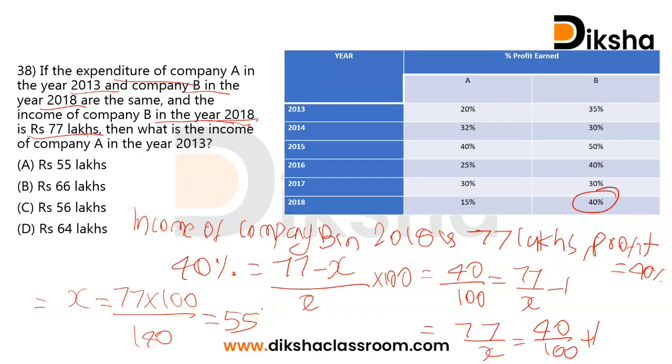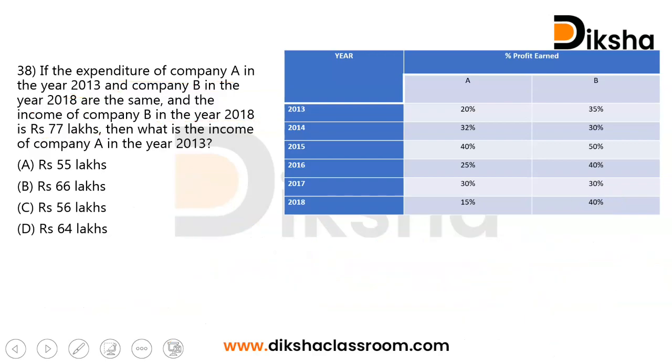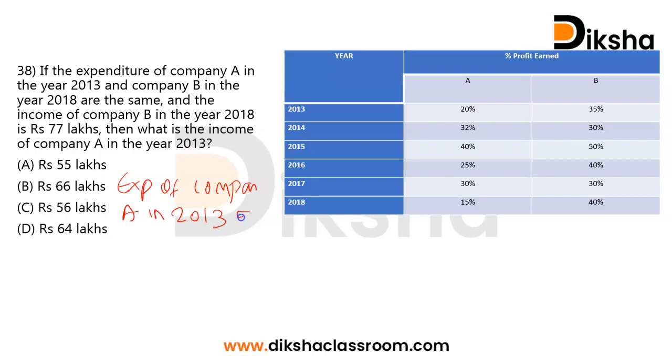So we have the expenditure of company B in the year 2018 as 55 lakhs. If the expenditure of company A in 2013 and company B in 2018 is the same, then since company B in 2018 is 55 lakhs, the expenditure of company A in the year 2013 will also be 55. From the first statement we can write that expenditure of company A in 2013 will be 55.